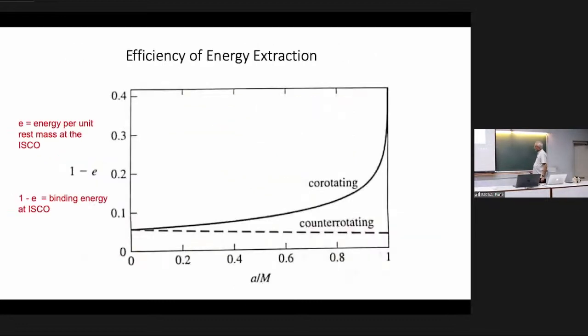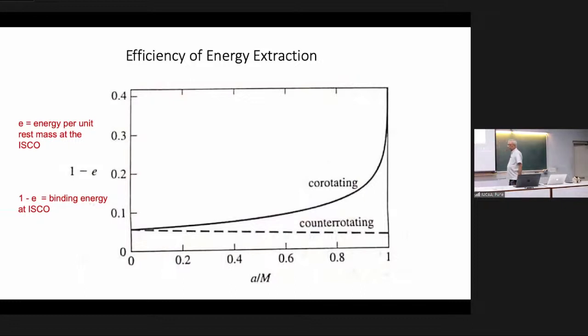So how much energy can you extract? Okay, so here is the efficiency of energy extraction. You see, a by M is the angular momentum. So what do you mean by efficiency of energy extraction? I take a particle with a certain mass. It goes inside. As it goes inside, there's a negative energy, and I can say that that's making the effective mass of the particle smaller, because I'm extracting energy from it.